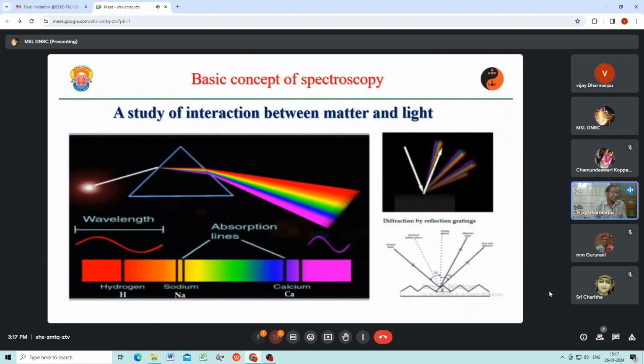So coming to the point, I just want to start from spectroscopy. We all know about the sun. The sun is self-radiating. What is the fuel of the sun? Anybody?